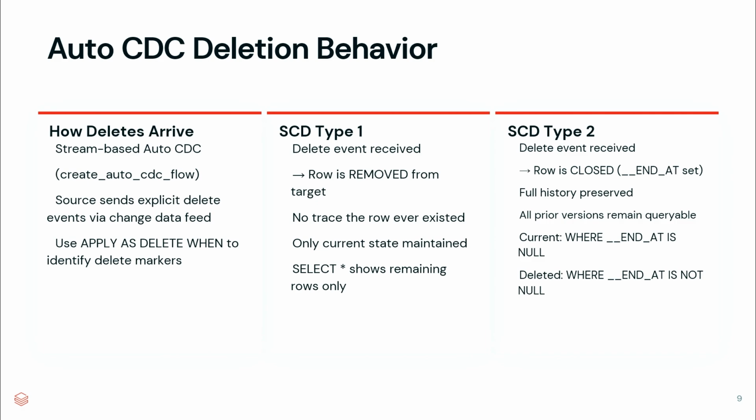Now the behavior of slowly changing dimension 1 is it's a deletion. This record ceased to exist as if nothing ever happened. And slowly changing dimension 2, however, says, I'm going to mark you as deleted, but mark when the delete happened. So it gives you the full context.